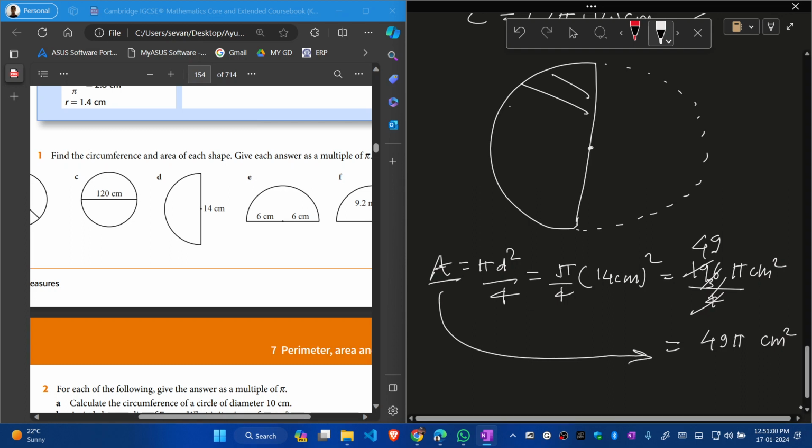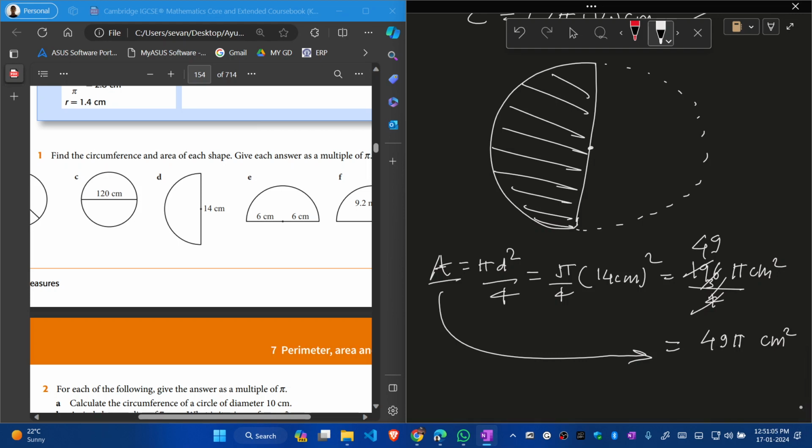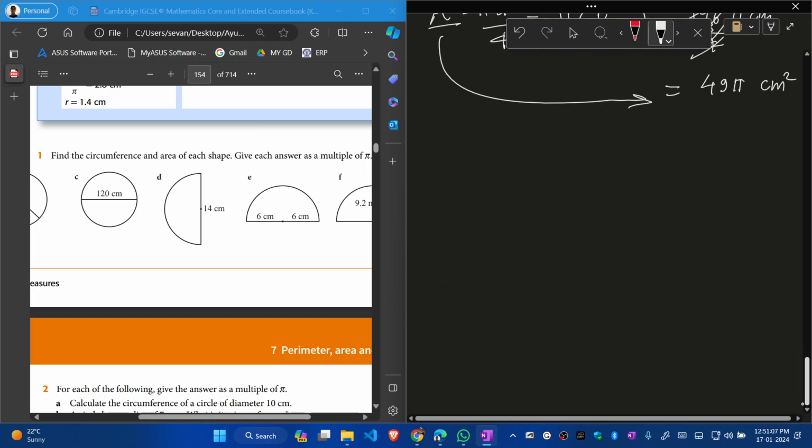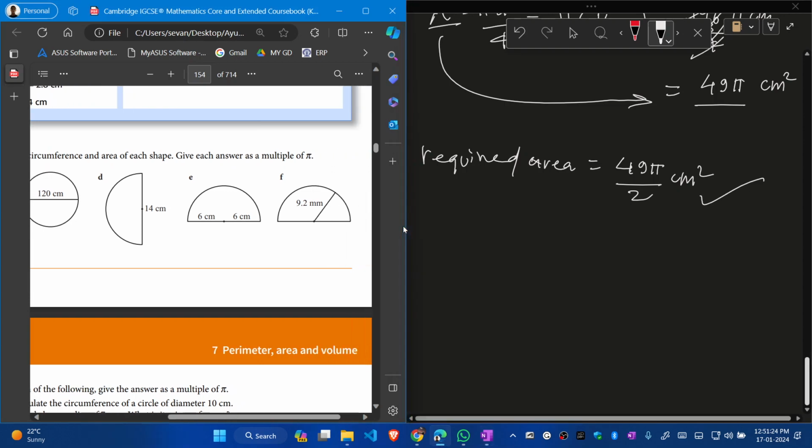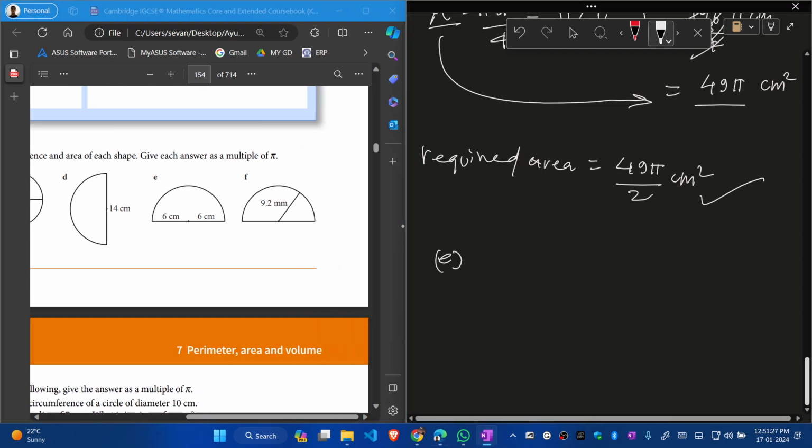We just want this. So the required area will be what? Required area will be half of this one. Okay. Yeah, so this one will be the required area. You have to take half of this one. Now you have to tell this E part, okay? E and F part you have to tell. I will help you out, but you have to do this.